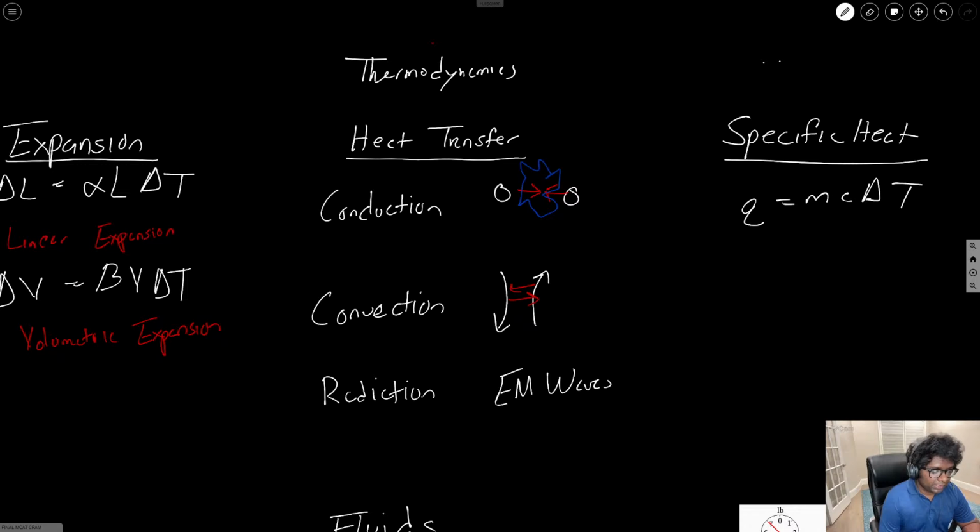Q equals MCAT. We talked a little bit about that in the general chemistry section. But basically, we already talked about it. Just know that if Q is greater than 0, heat is gained. Q is less than 0, heat is lost.